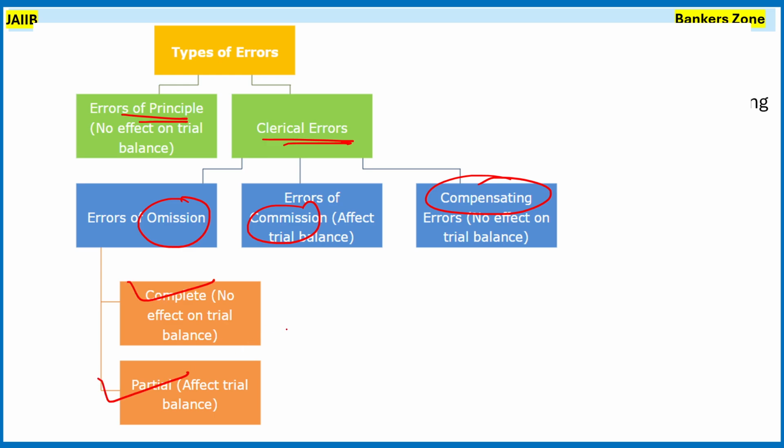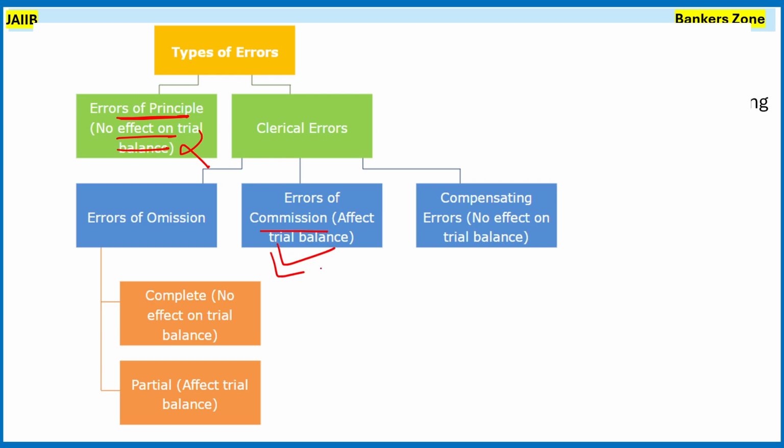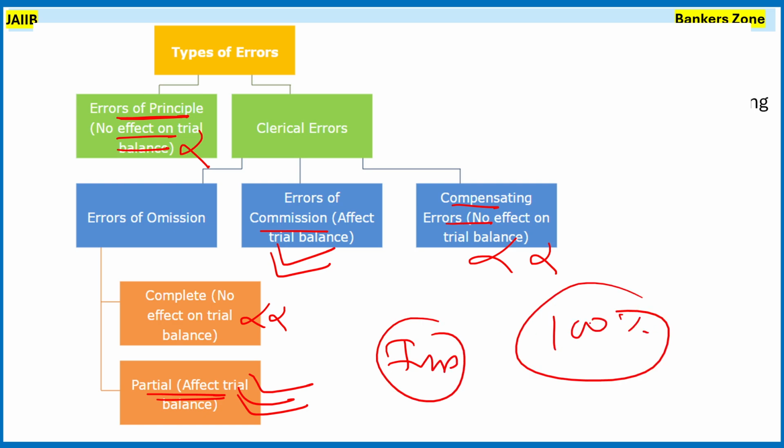Now, which have an effect on the trial balance? Remember, the error of principle has no effect on the trial balance. In case of clerical errors, the error of commission obviously affects the trial balance. Compensating error does not affect the trial balance. Complete omission has no effect on the trial balance. However, partial omission obviously affects the trial balance. So this is very, very important from the exam point of view. 100% they will ask a question on which error affects the trial balance.